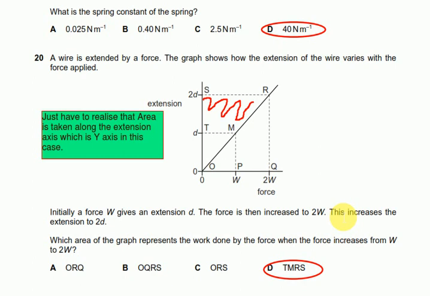You just have to realize that the area is taken along the y-axis. For finding the area, the extension axis is taken, so the extension axis is along the y-axis. So just find the area along the y-axis when the force has increased from W to 2W. So it becomes D to 2D. That corresponding area is this one that I have marked, SRMT or TMRS. Okay, so D is the appropriate answer.